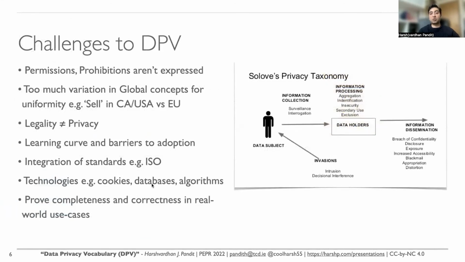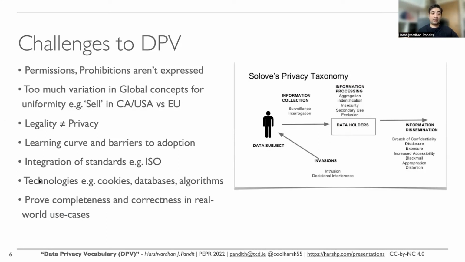There's too much variance across the globe. There are different concepts, different terminology. There is no commonality, for example, what sale means in California and in Europe. There's not even a concept called sale in Europe. So DPV aims to act as a base vocabulary, which is then specialized for jurisdictions. So this is what is traditionally the role of ISO standards, and now is expanded into things that ISO doesn't really specify.